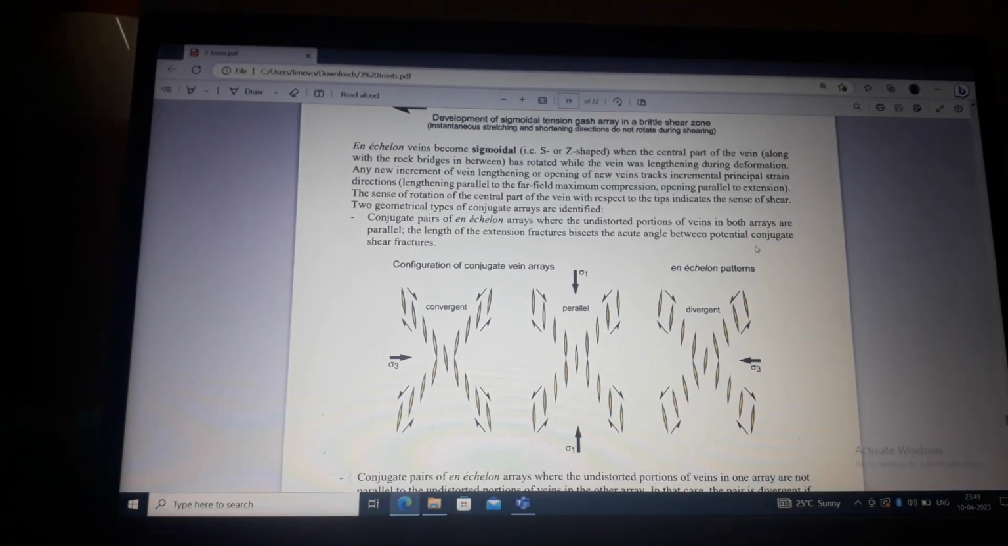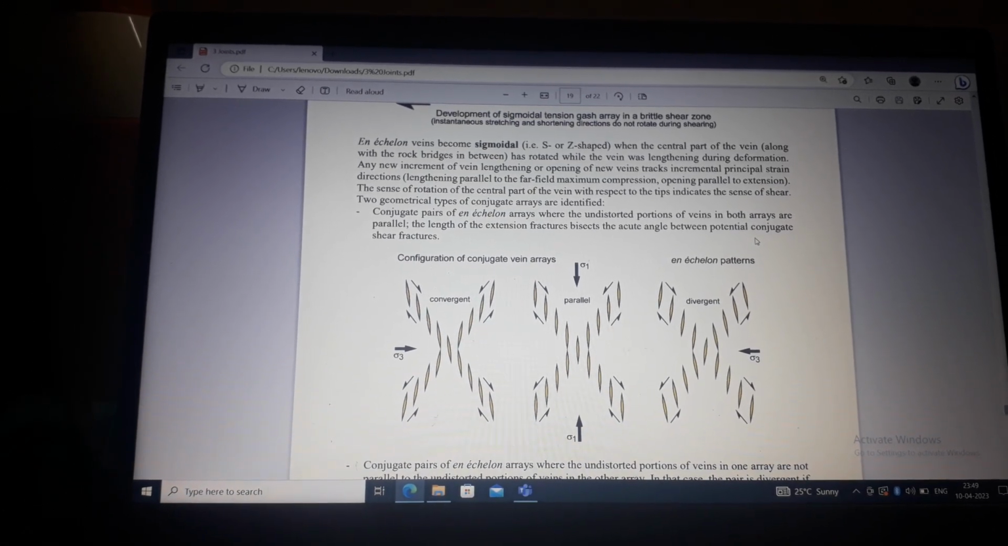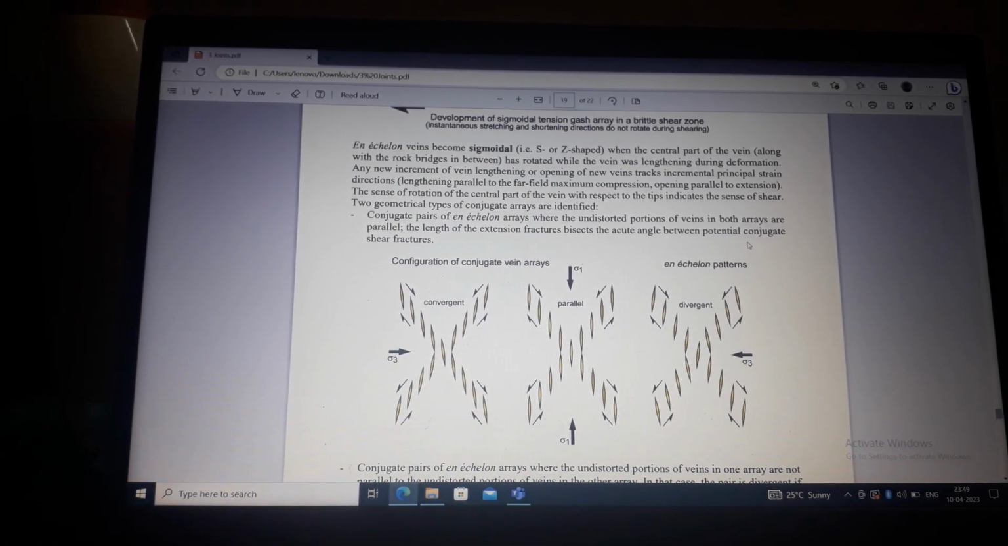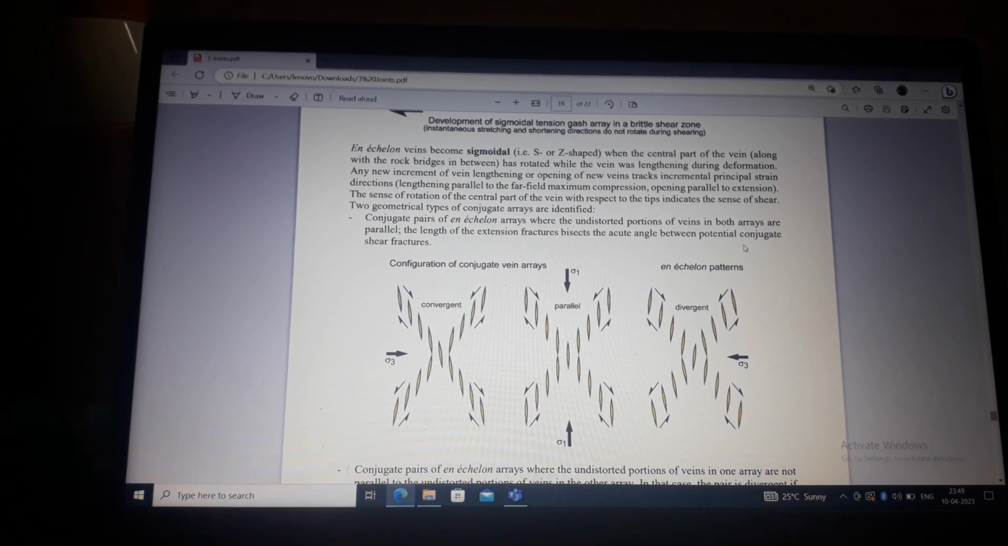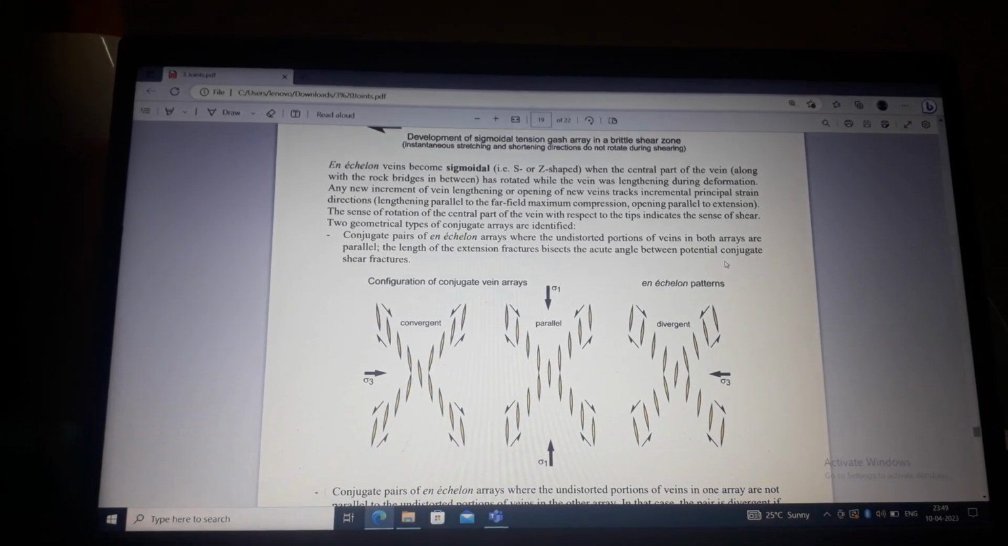Conjugate pairs of en echelon arrays where distorted portions of veins in both the arrays are parallel. The length of the extension fracture bisects the acute angle between the potential conjugate shear stresses. Configuration of a conjugate vein array.